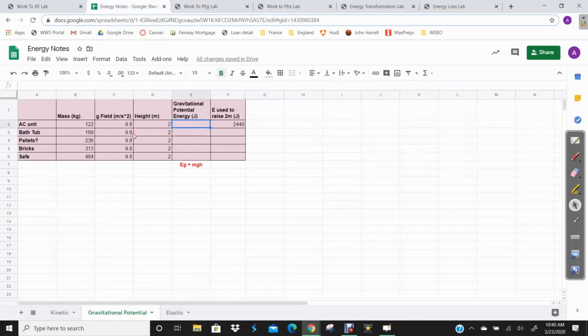Let's go ahead and do this calculation. Gravitational potential energy equals the mass of the object times the gravitational field strength times the height of the object. And you can see that that's right around 2,400 again. I think I let that one go a little bit too high. So let's go ahead and try the next one here.